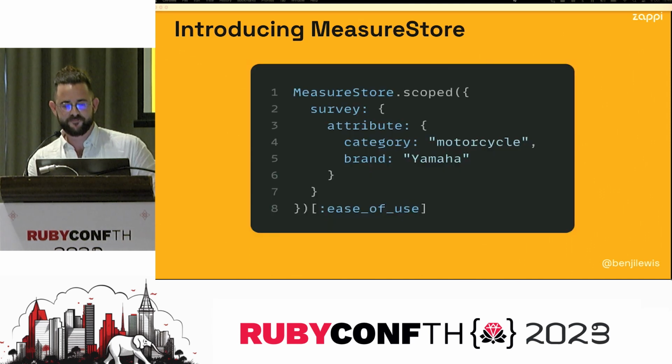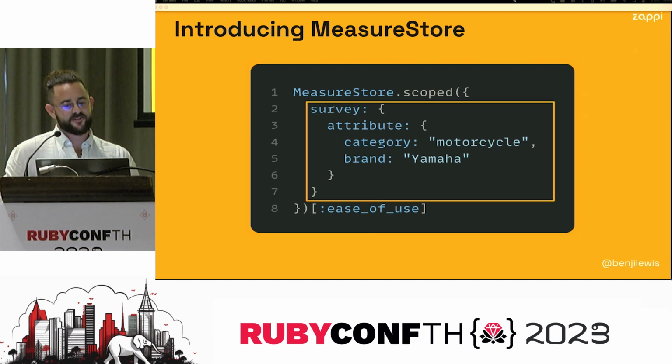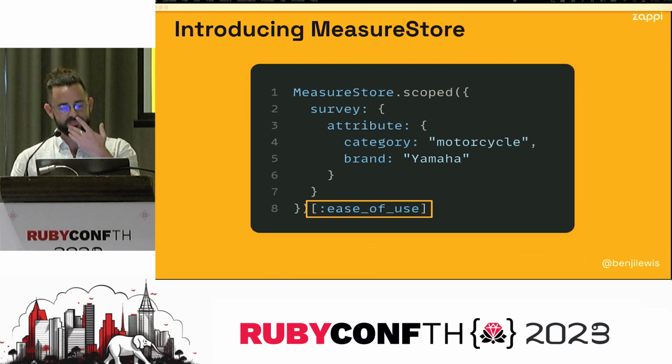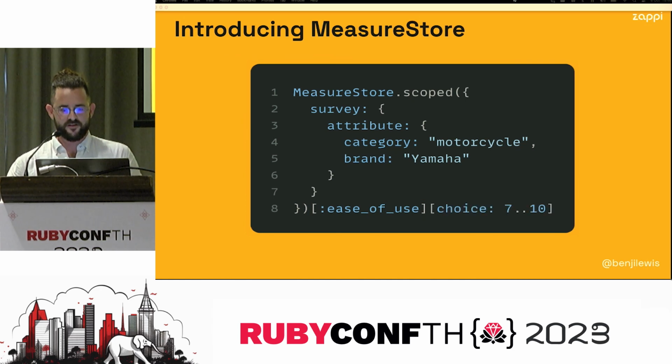So in this query, we're scoping the query to ask for surveys that have the category as motorcycle and the brand as Yamaha. And we're asking for that ease of use measure, as shown by the square braces. And in this query, we're asking for the same thing, but we're only interested in the people who answered between 7 and 10 by adding those dimensions.